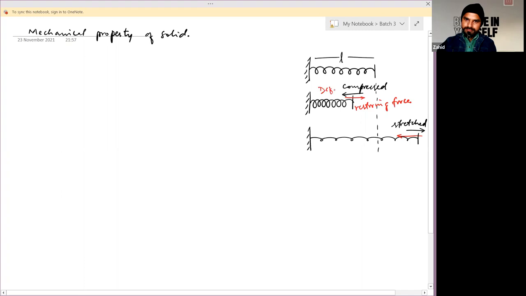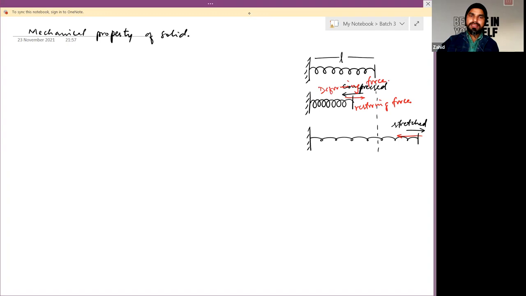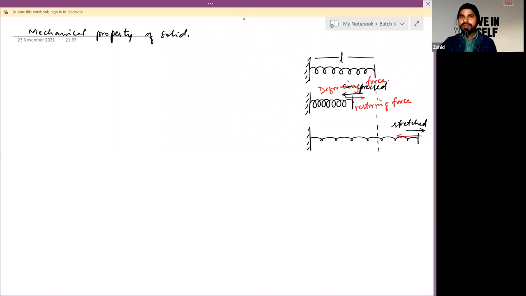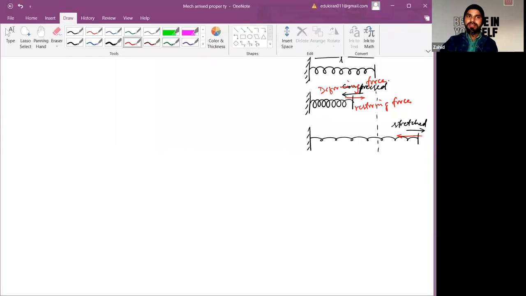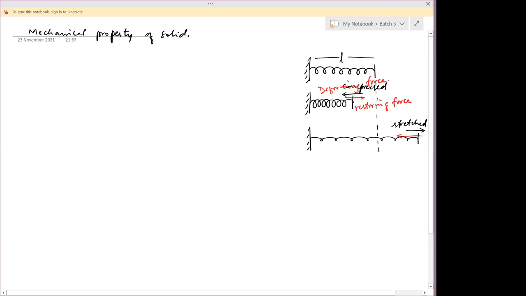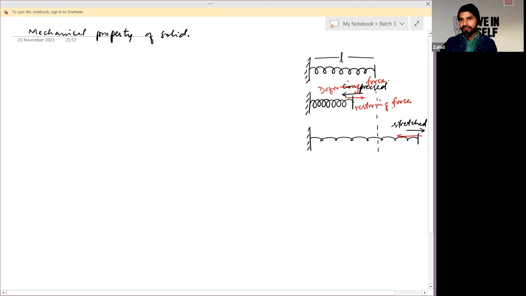So initially, a deforming force was acting on this spring to compress it or stretch it. Due to its compression or expansion, a force gets developed in it, which will tend to bring it back to its original configuration, that is called restoring force. Is it clear till this part? Yes, sir.